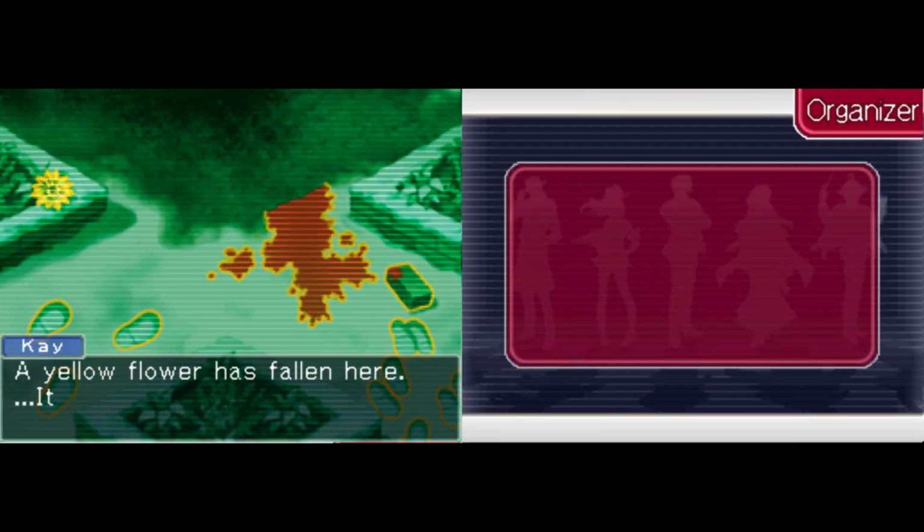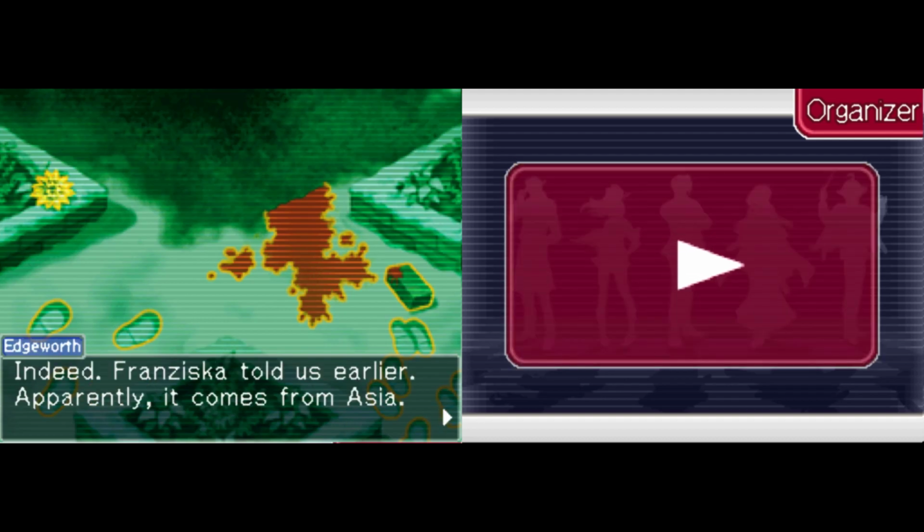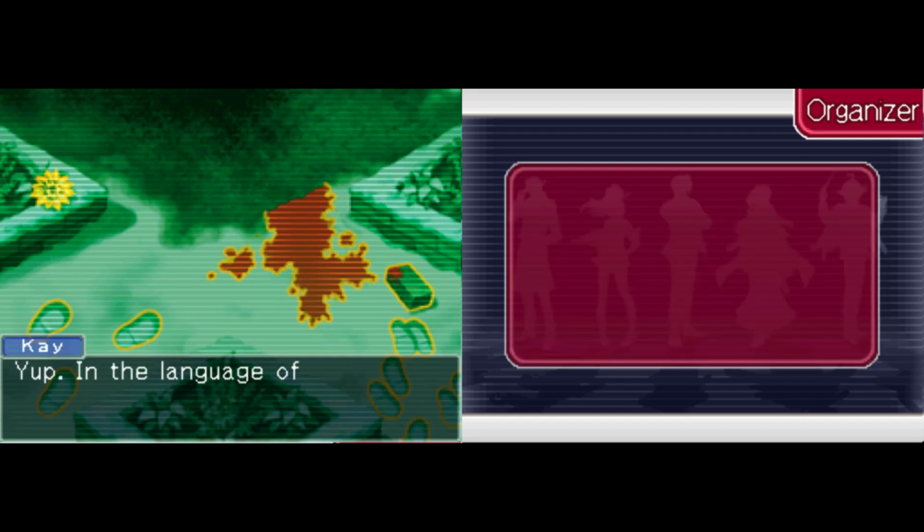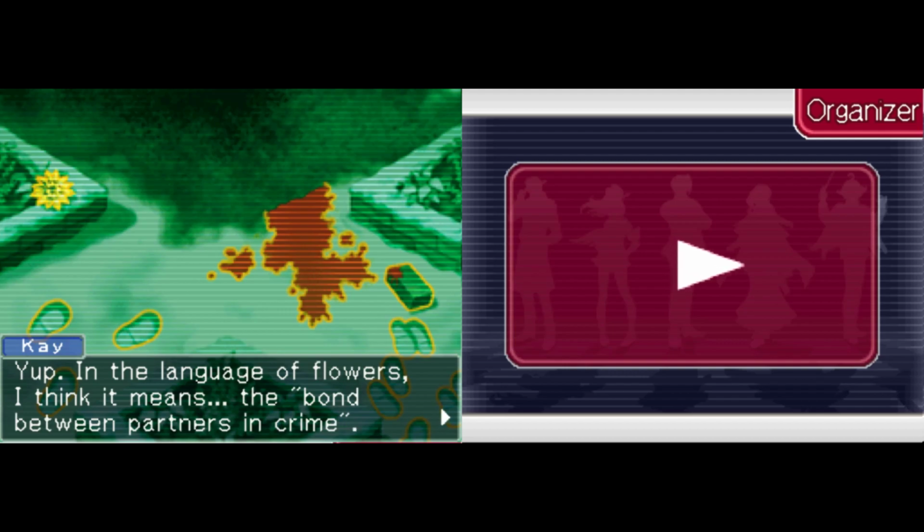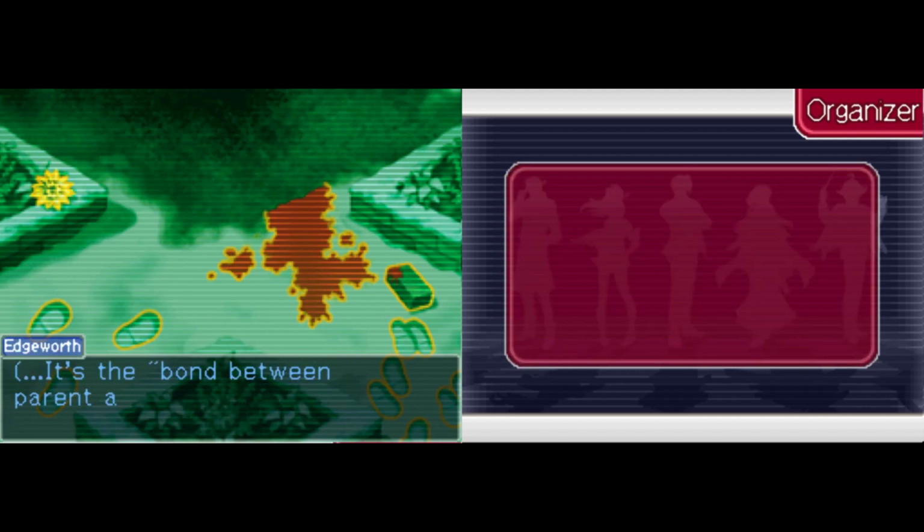A yellow flower has fallen here. It's called a lion lily. Indeed, Franziska told us earlier. Apparently it comes from Asia. Yep. In the language of flowers, I think it means the bond between partners in crime. It's the bond between parent and child.